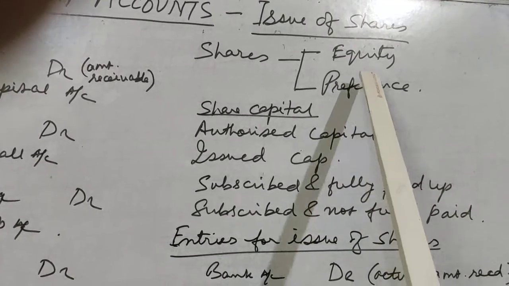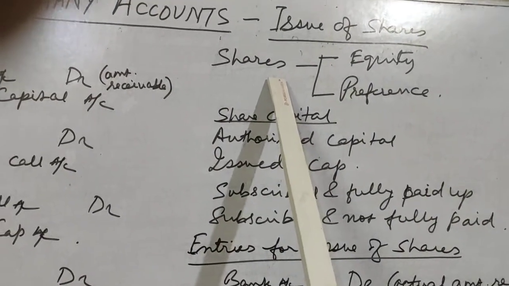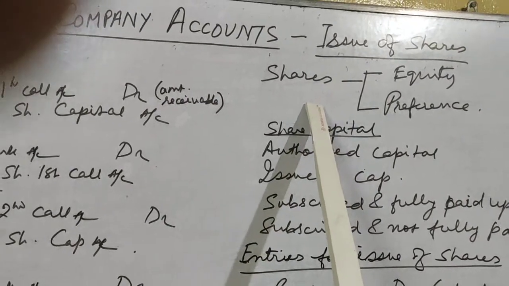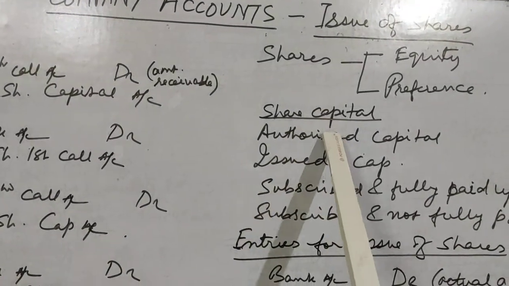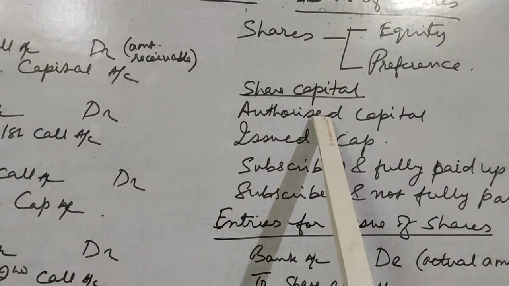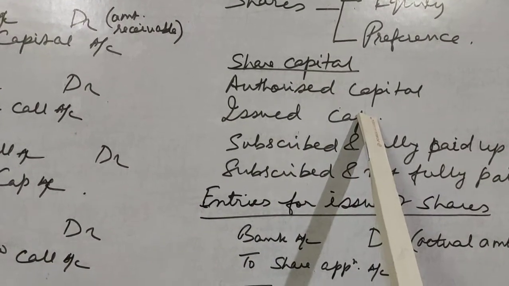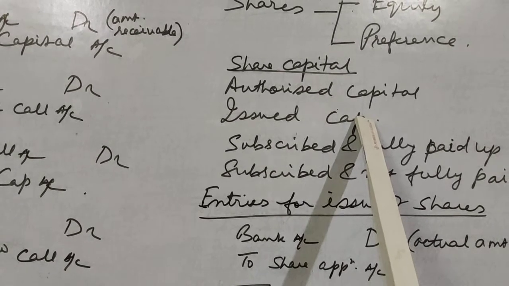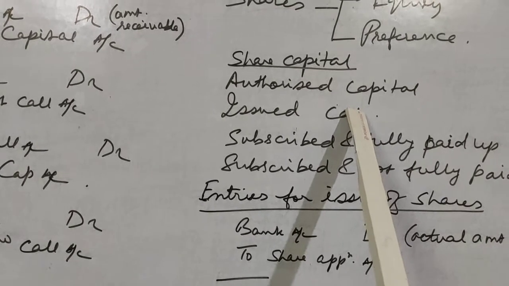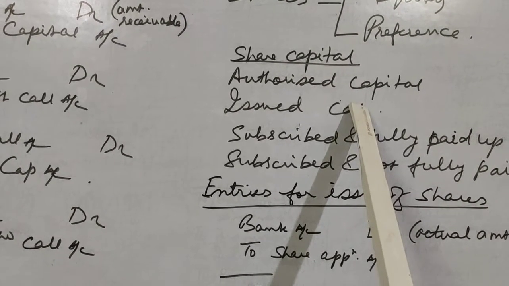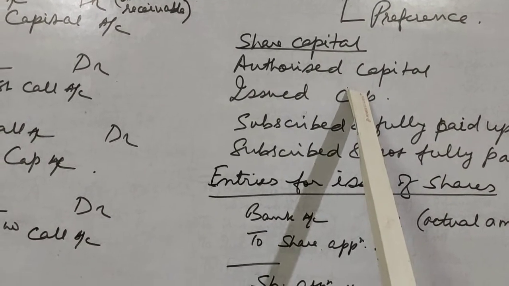Now, the capital is divided into shares of a particular value. That value is known as the face value or the par value of the share. The share capital, as you know, is like, for example, authorized capital. Authorized capital is the maximum capital which the company can raise during its lifetime. And it is mentioned in the capital clause of the Memorandum of Association.